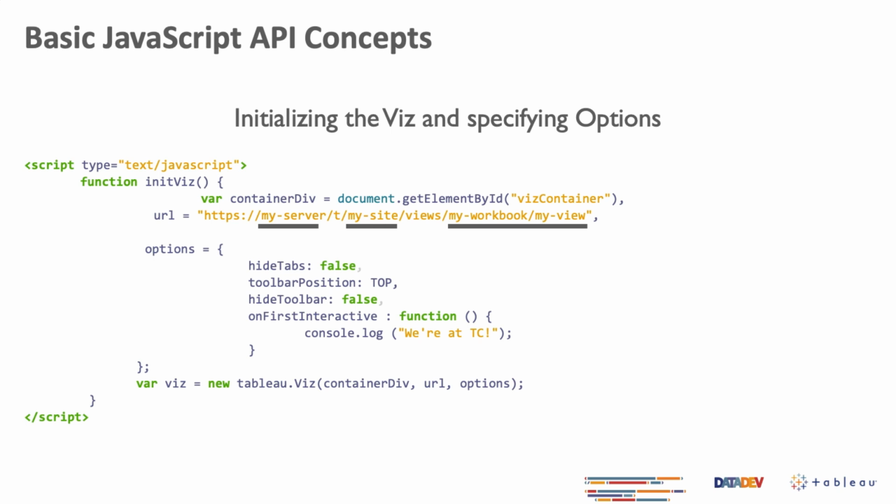Then you have to define the options if you want to. So check if you want to hide or show the tabs of the visualization, hide the toolbar. You can also define here the function to call on the first interaction with the visualization. And then new Tableau viz is actually creating the visualization.